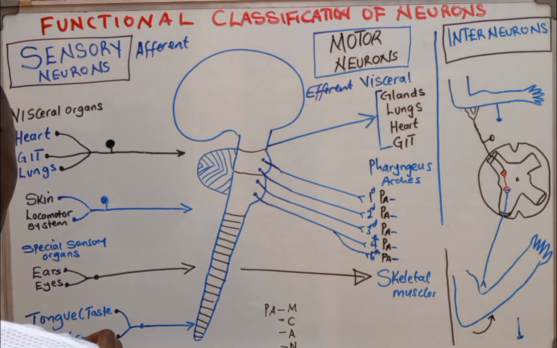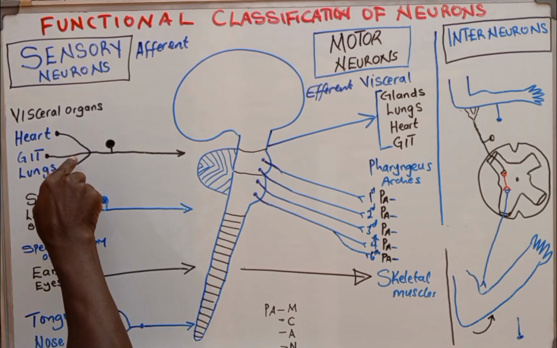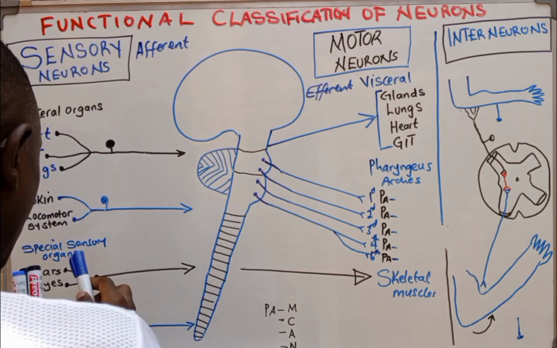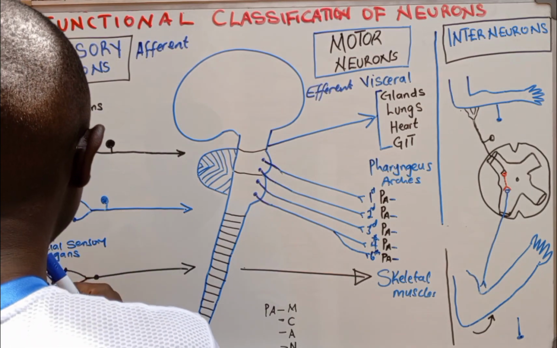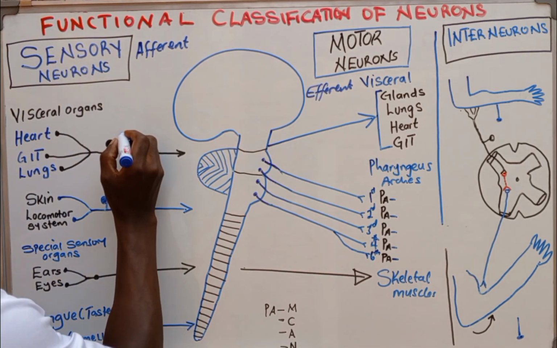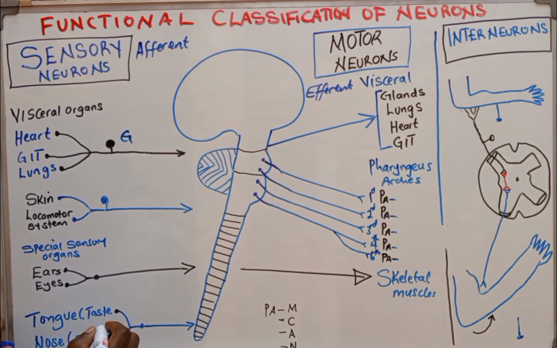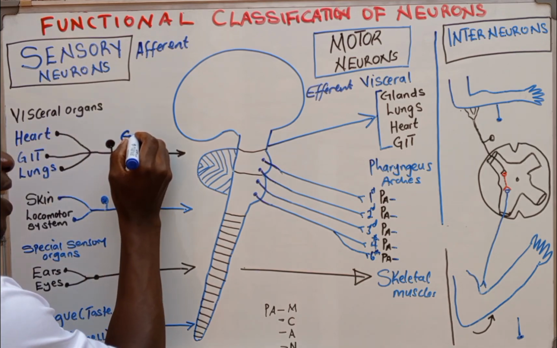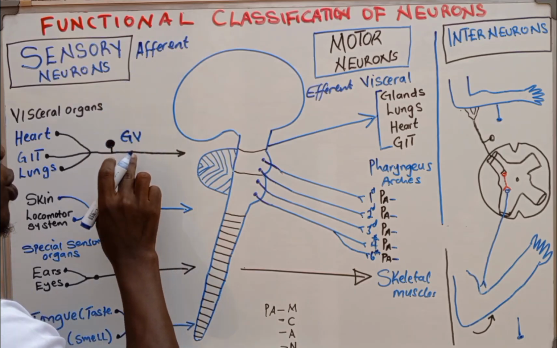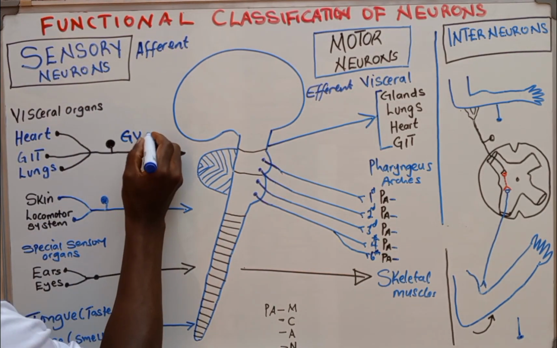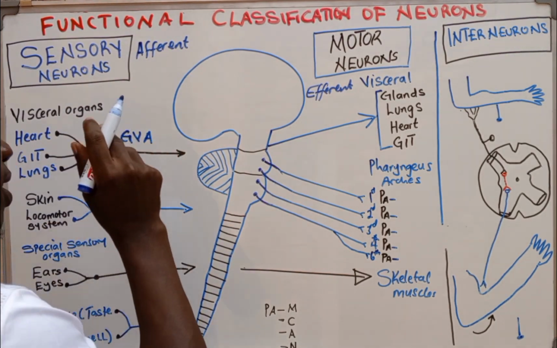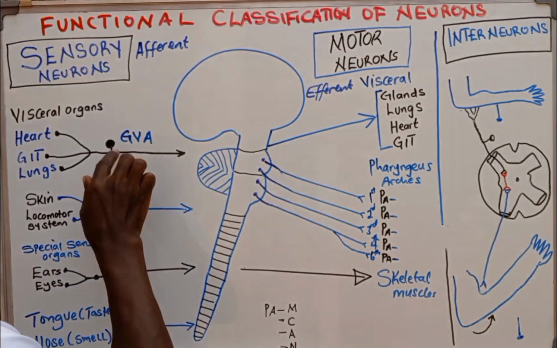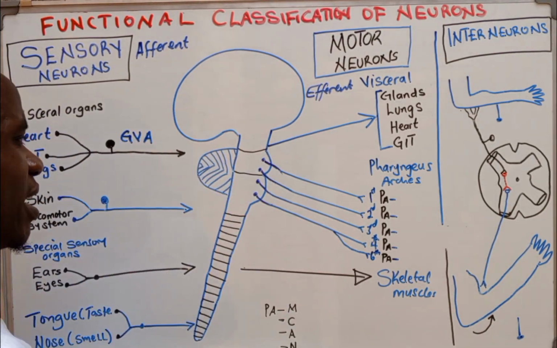Now, what do we call these fibers that are taking the sensation from the visceral organs? They are going to be general, but because they are taking it from the visceral organs, they are going to be general, visceral, and afferent. I am going to call them the general visceral afferent neuron fibers. We shall use these terms later in other videos.